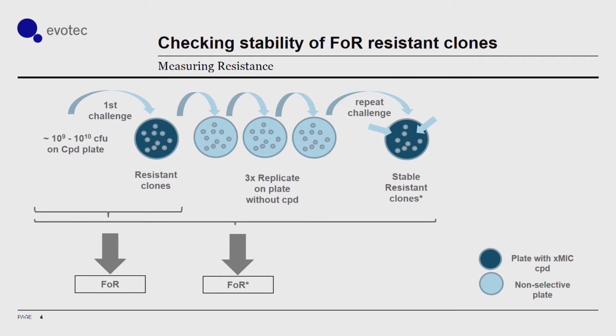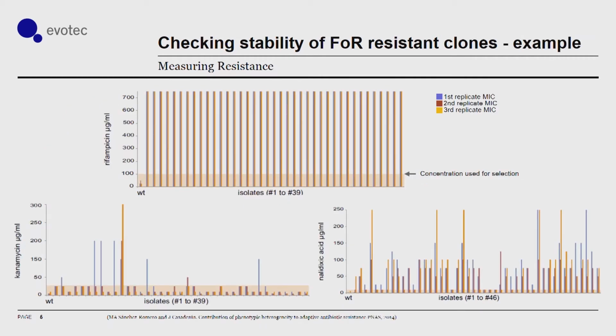To illustrate that, I used this study that has been published with three reference compounds: rifampicin, kanamycin, and nalidixic acid. You see here the MICs of up to 30 clones that have been picked on a plate, compared to the parental strain, wild type here, with the MICs of wild type. In orange here, you've got the concentration that's been used for selection. And you see that for rifampicin, after 1 passage, 2 passages, or 3 passages, it's very stable. The MICs are all the same, and they are very, very high, which is, by the way, very, very bad.